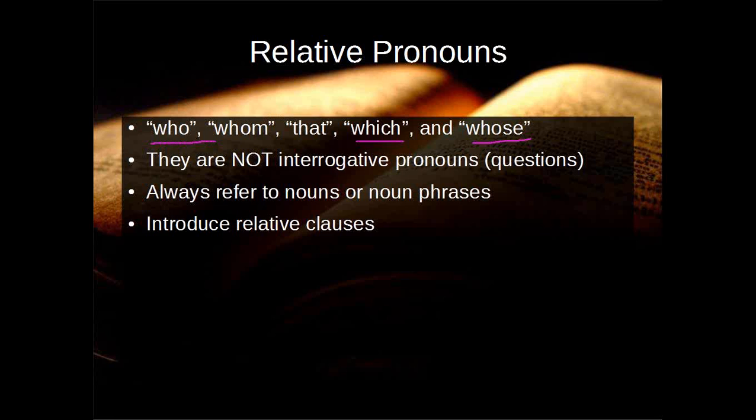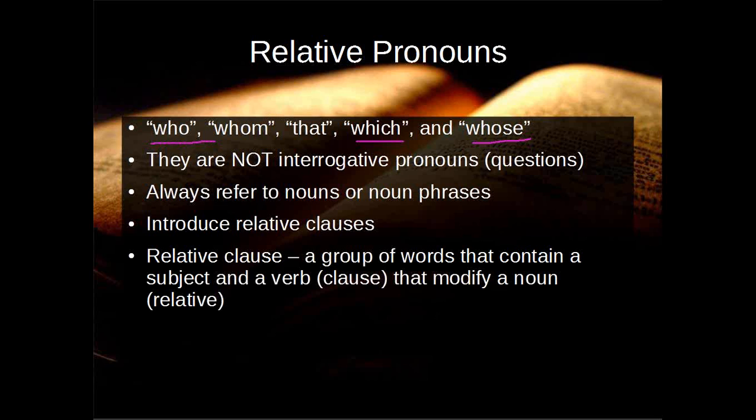And I'll give you the technical definition now of a relative clause, which is this: a group of words that contain a subject and a verb. That's the clause part, okay? So whenever I say clause, a clause is a group of words that contain a subject and a verb, and then the purpose of this clause, which is the relative part, is to modify a noun, okay? So one more time, it's a group of words that contain a subject and a verb that modify a noun.